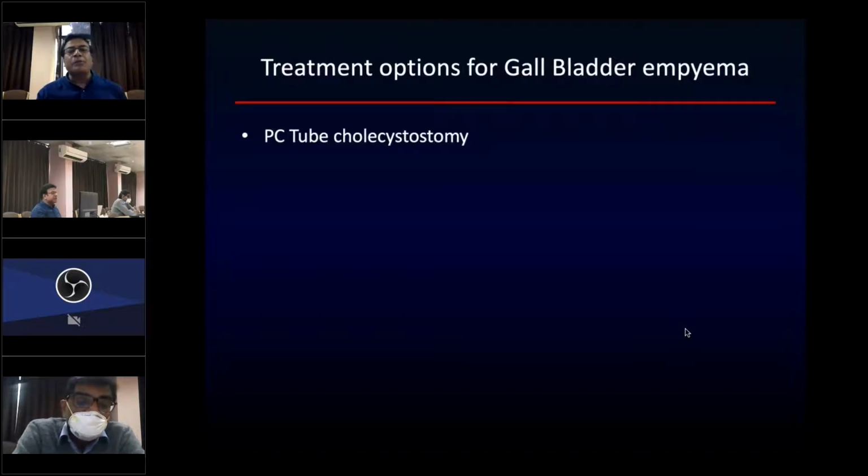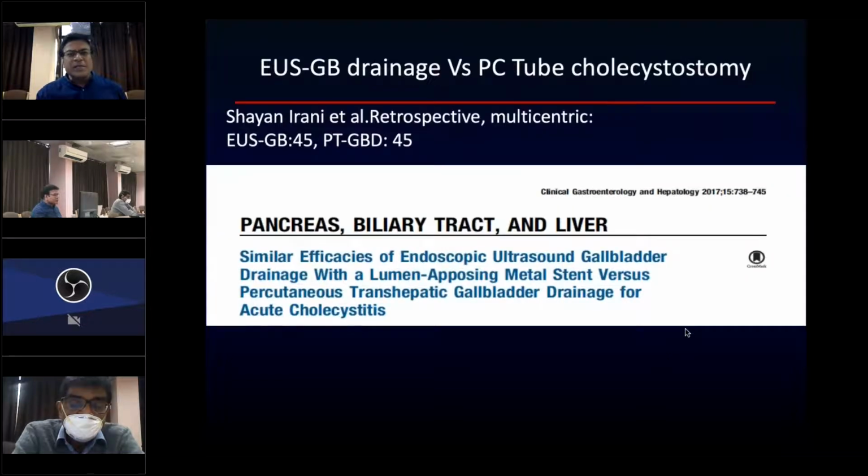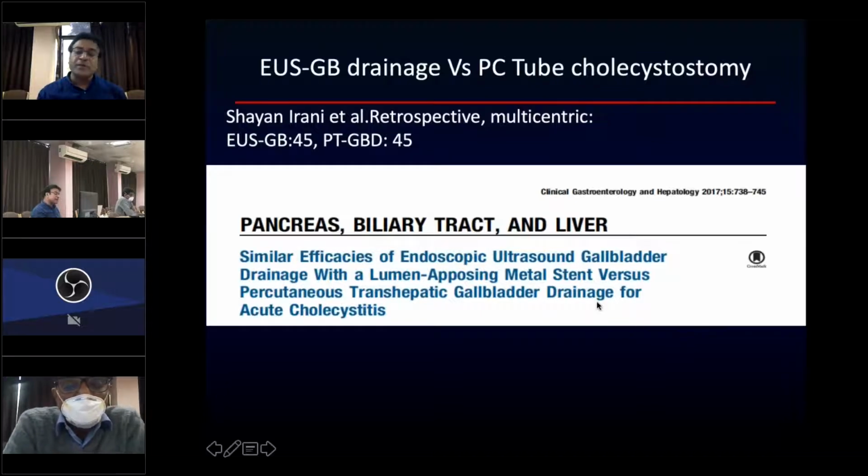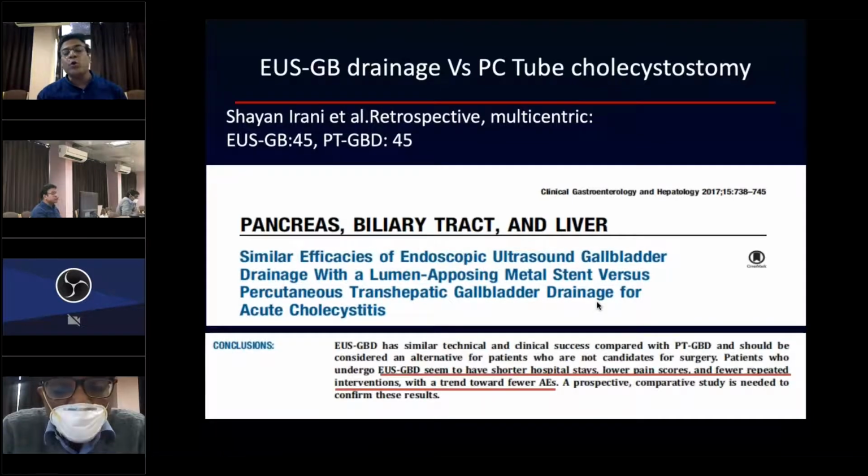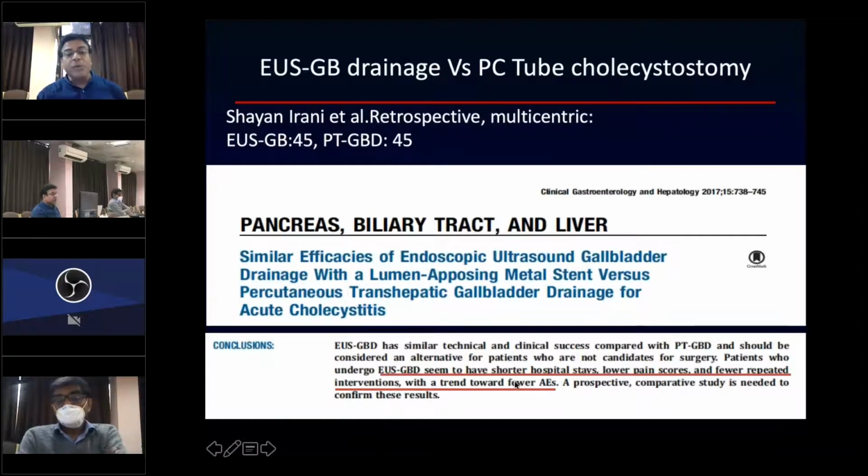For this, the traditional option is a percutaneous tube cholecystostomy, and the newer option that we resorted to in this particular case was EUS-guided gallbladder drainage. This is a retrospective multicentric study comparing EUS-guided gallbladder drainage to percutaneous gallbladder drainage. What was shown was that EUS-guided gallbladder drainage seems to have shorter hospital stay, lower pain scores, fewer repeated interventions, with a trend towards fewer adverse events.